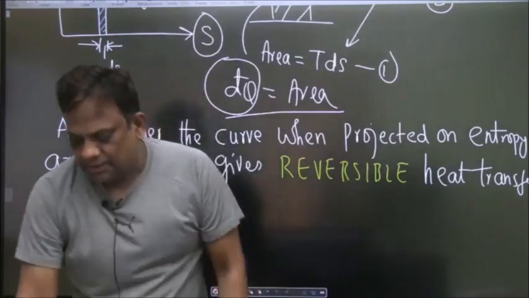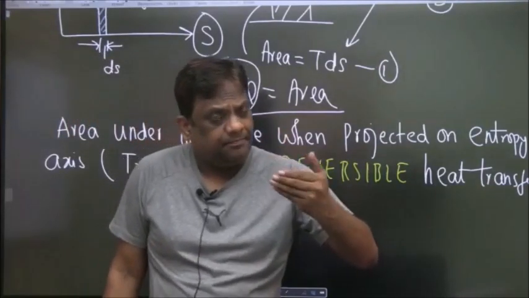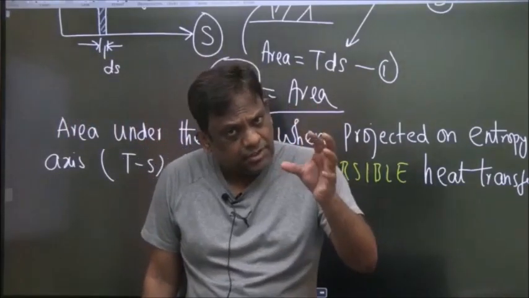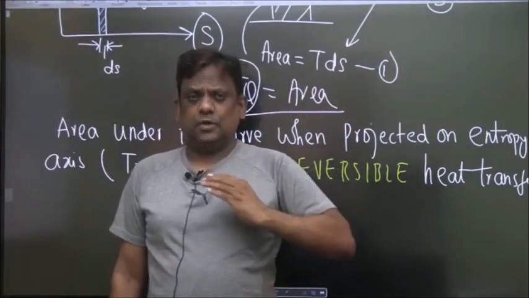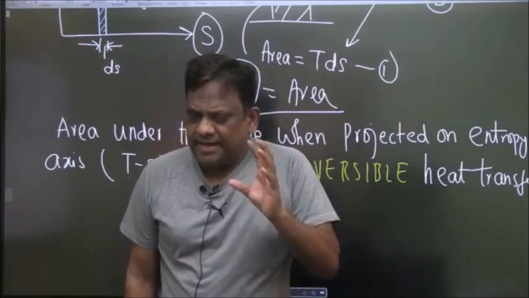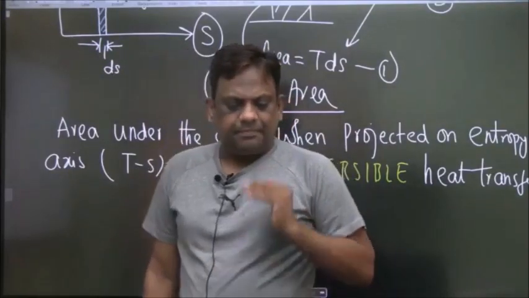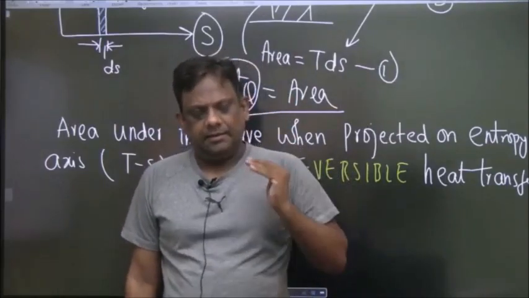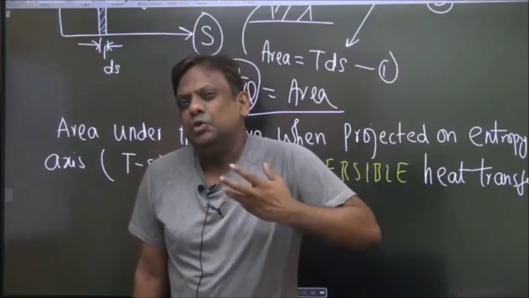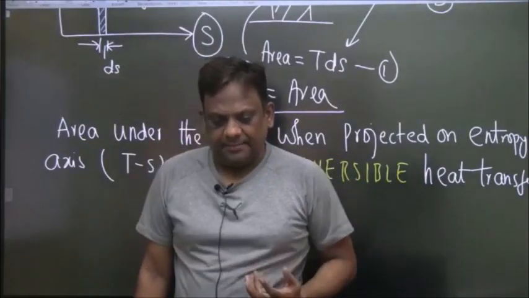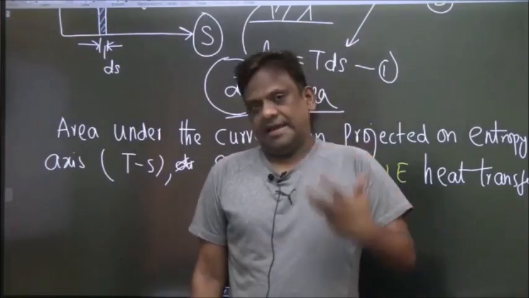Now please observe clearly: on the PV diagram, when you project on the volume axis, it gives reversible work transfer, but for a closed system. So PV diagram gives work, TS diagram gives heat. Now let us try to get used to this TS diagram.